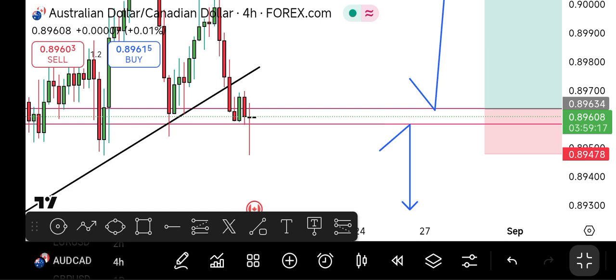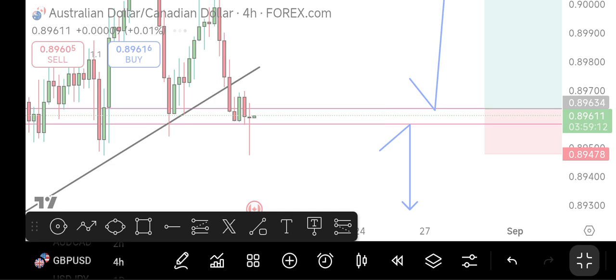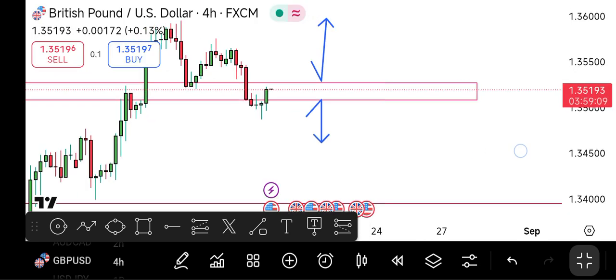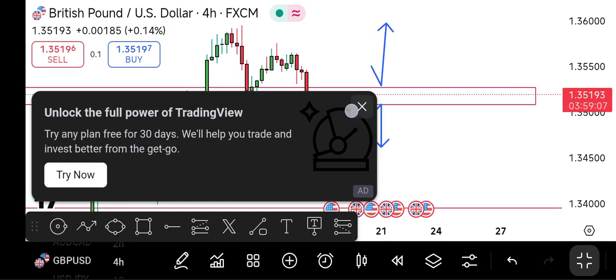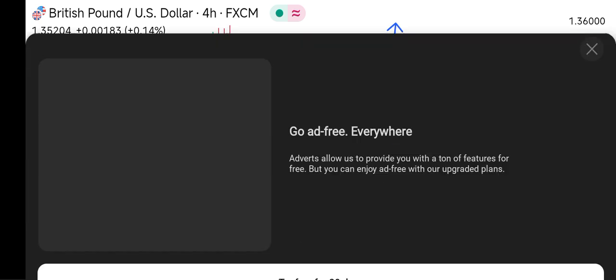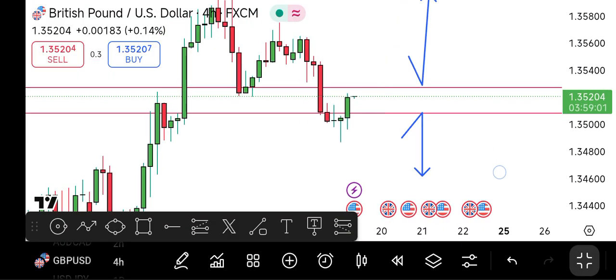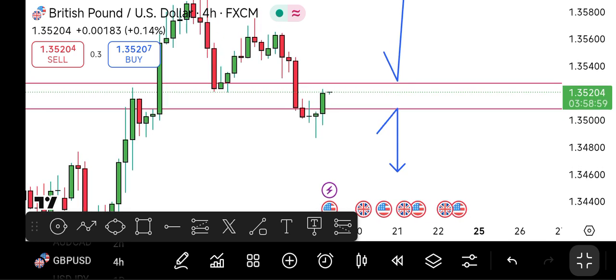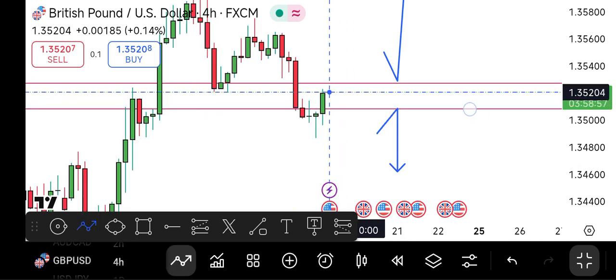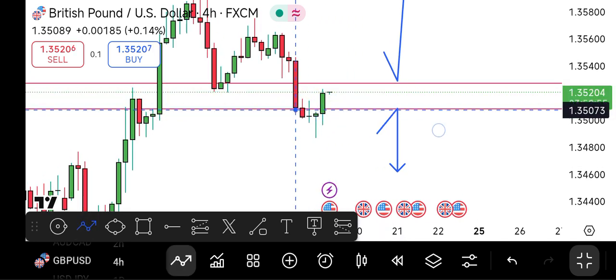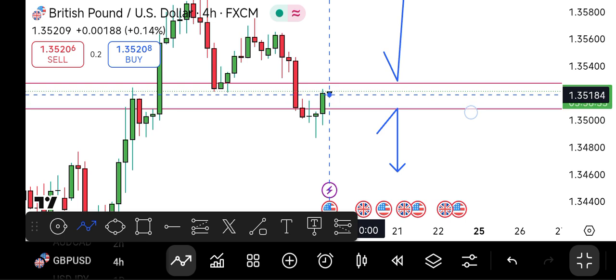So let's move to GBP USD. As you can see, we already have a clean break and retest. We are looking for a bearish engulfing candlestick toward the downside of the market. That is, it's already come down to this side, broken and retested it.